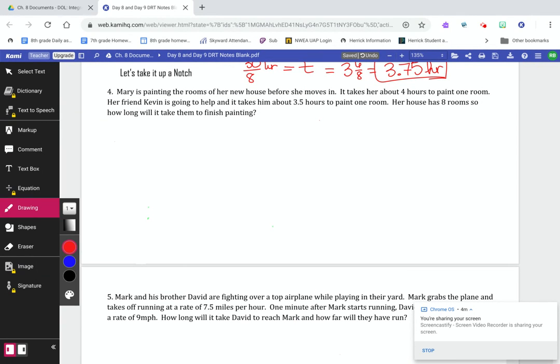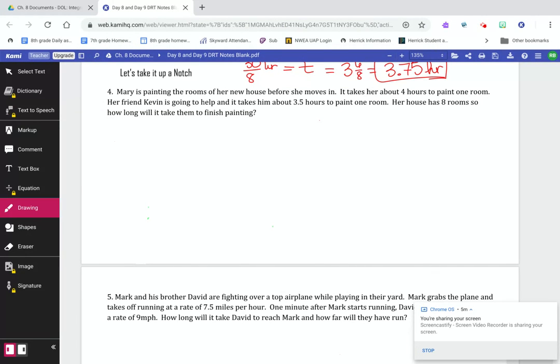Okay, let's take it up a notch. So for this particular problem, Mary is painting rooms and Kevin's helping her out. Mary is painting rooms of her new house before she moves in. It takes her 4 hours to paint one room. Her friend Kevin is going to help, and it takes him 3.5 hours to paint one room. Her house has a total of 8 rooms. So how long will it take them to finish painting?